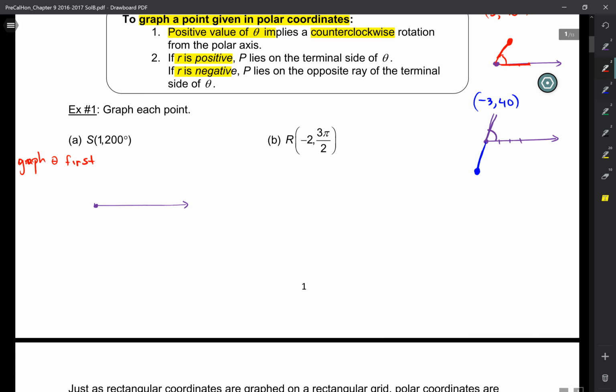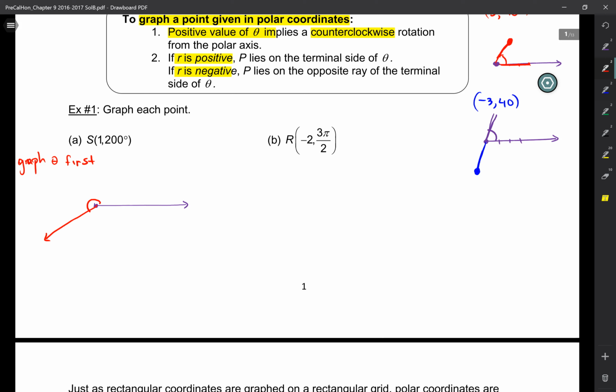Okay, what's 200 degrees? That's 180. 200 is somewhere around there, right? So there we go. I just draw that for myself. Does that make sense that that's a 200-degree angle? Did I go too far? I went too far. Here. Is that better? Okay. So that's 200 degrees.